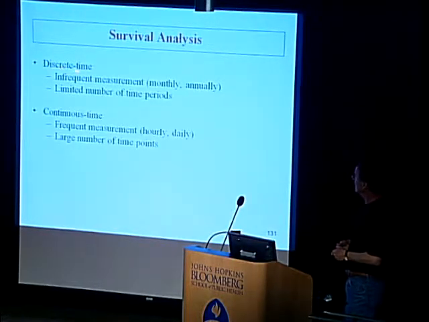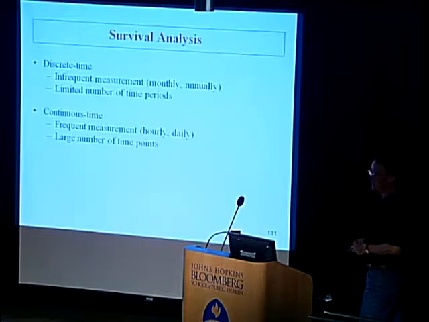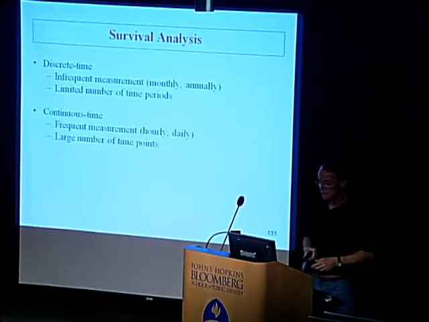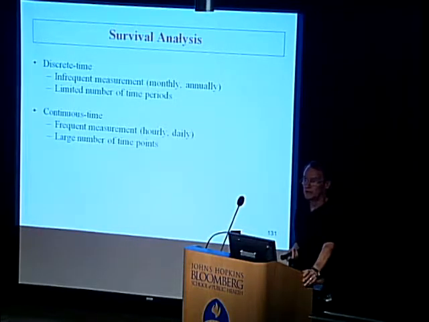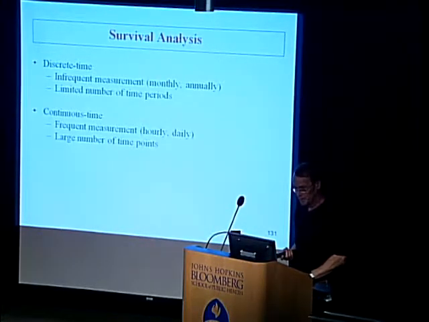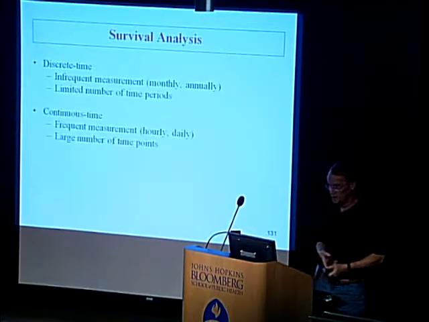Discrete time survival analysis considers infrequent measurements and a limited number of time periods, while continuous time considers frequent measurement and a large number of time points. But both share the idea that we're trying to build a model for the time it takes for a certain event to happen as a function of certain predictor variables. So, time to event.